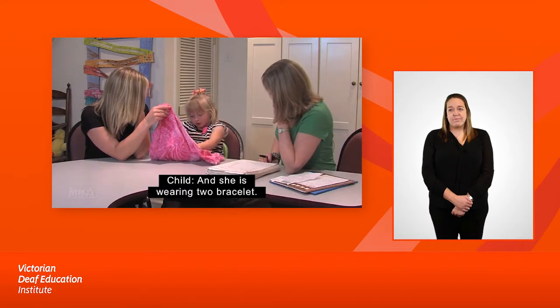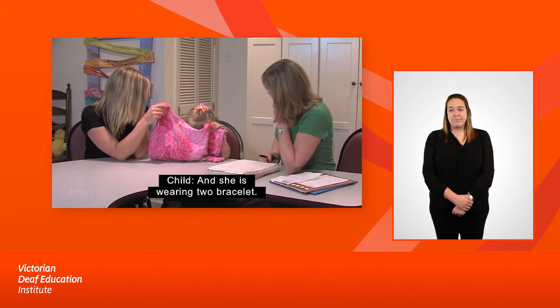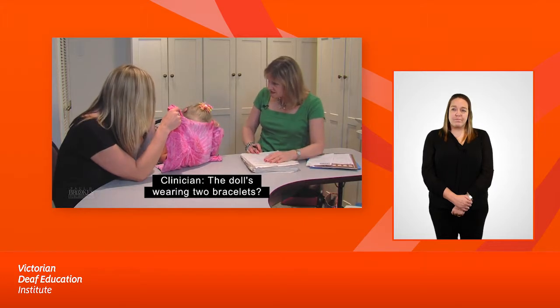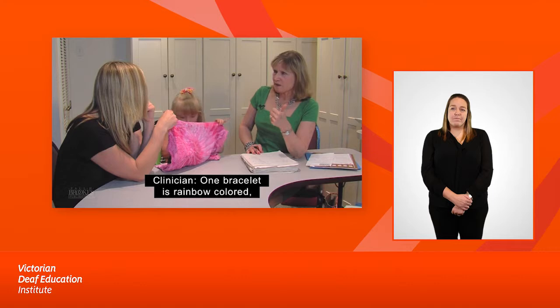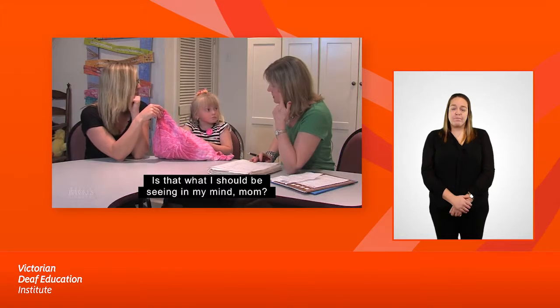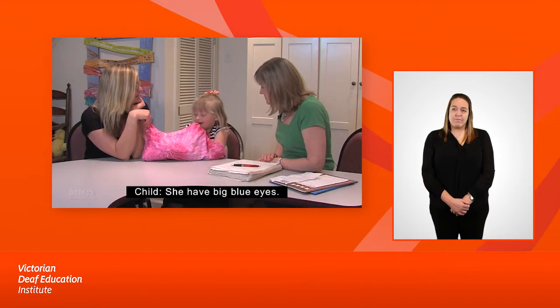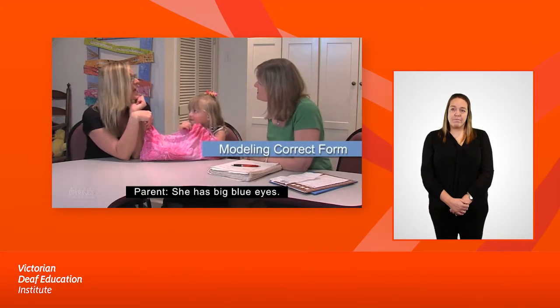Oh, the doll has an orange bow, and you have a pink and yellow bow in your hair. And she is wearing 2 bracelets. The doll's wearing 2 bracelets? Oh, I can't see this one. One bracelet is rainbow colored, and one bracelet is pink and red. Is that right? Is that what I should be seeing in my mind, Mom? Yes. Okay. She has blue eyes. She has big blue eyes. Oh, Kennedy, she has big blue eyes.